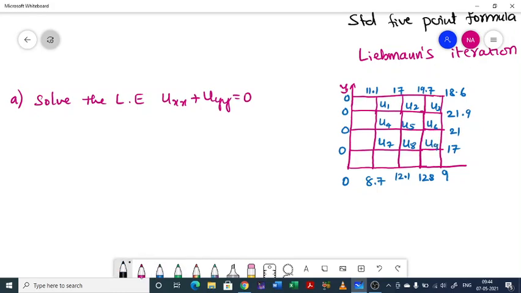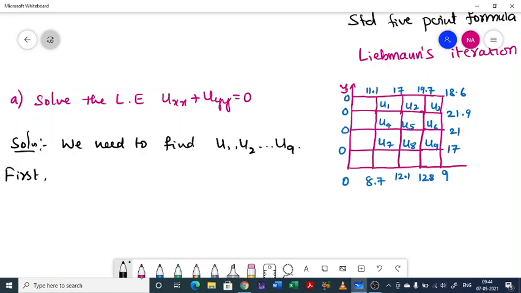Solution. So here we need to find u1, u2 up to u9 first. Since it is a 16 square problem, we need to find this midpoint first, the central point u5. This we need to determine first, and it can be determined using the standard 5-point formula.